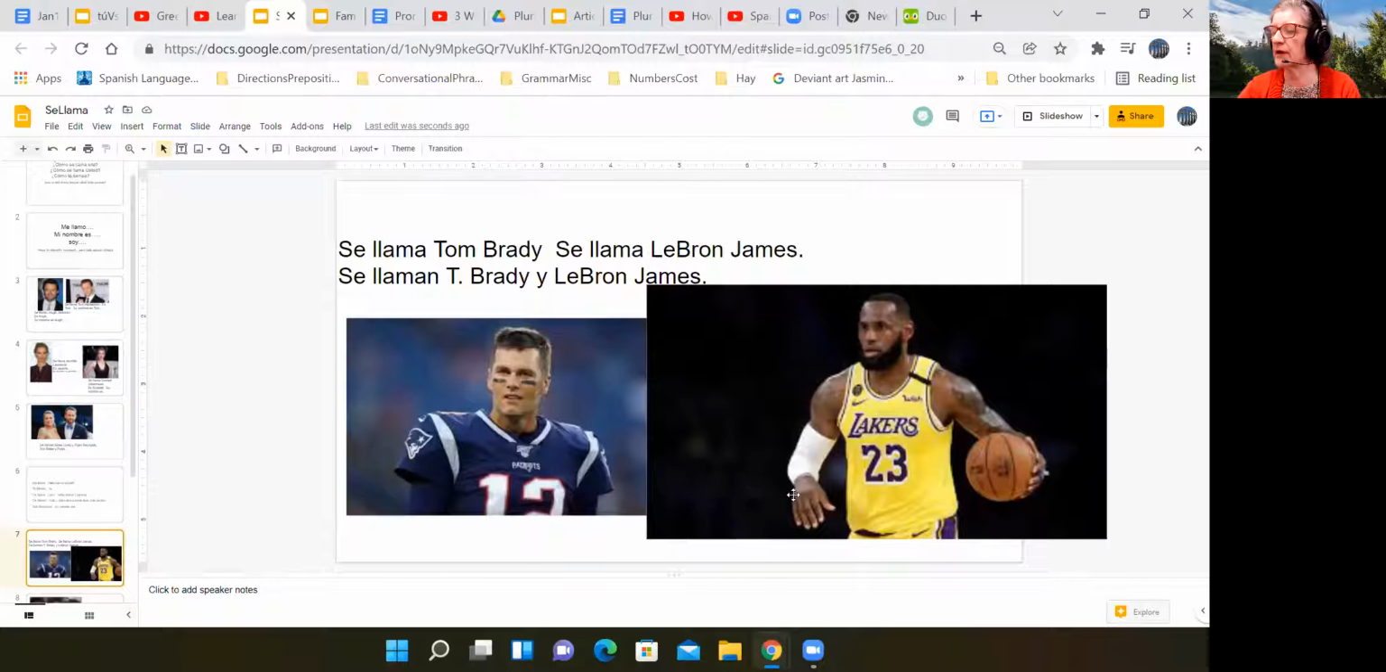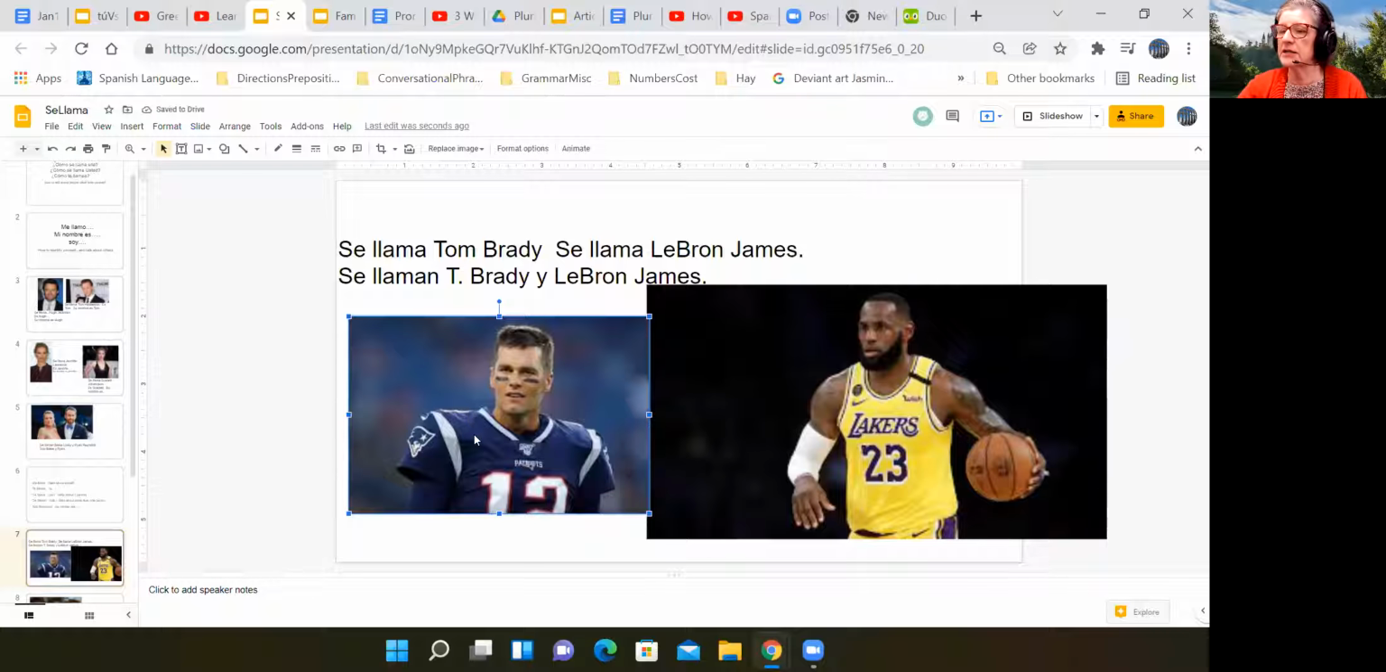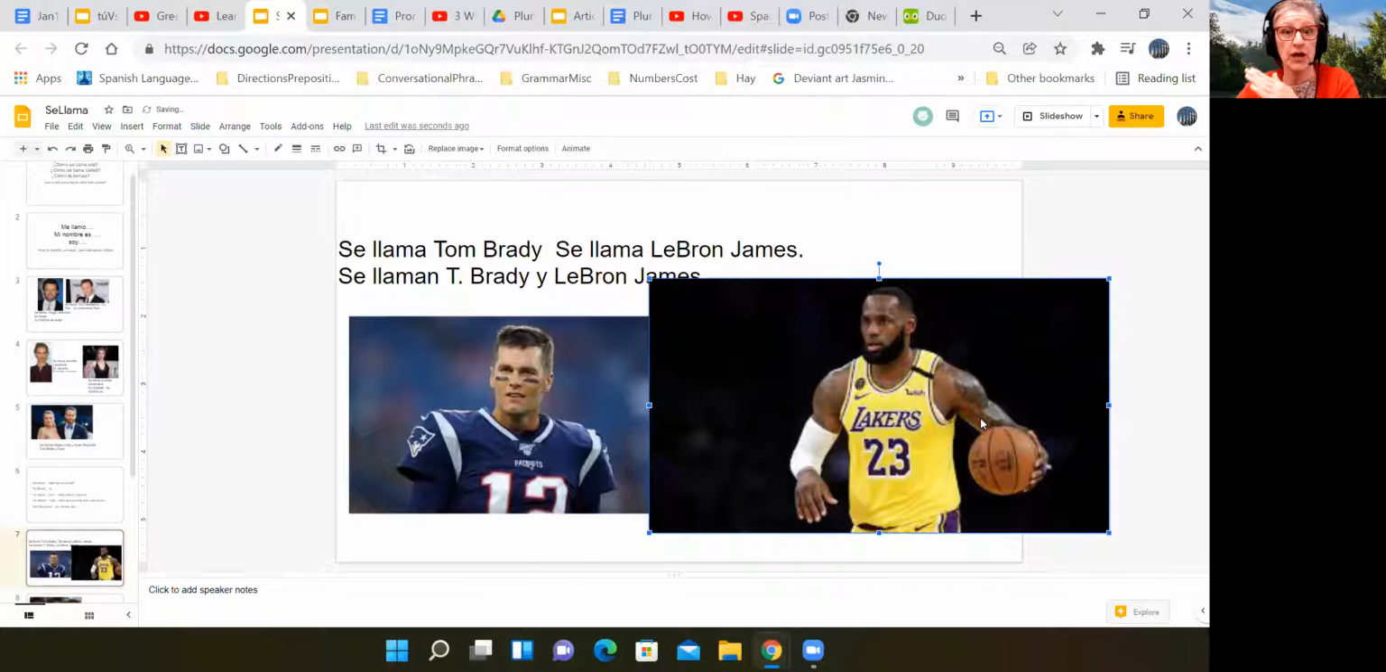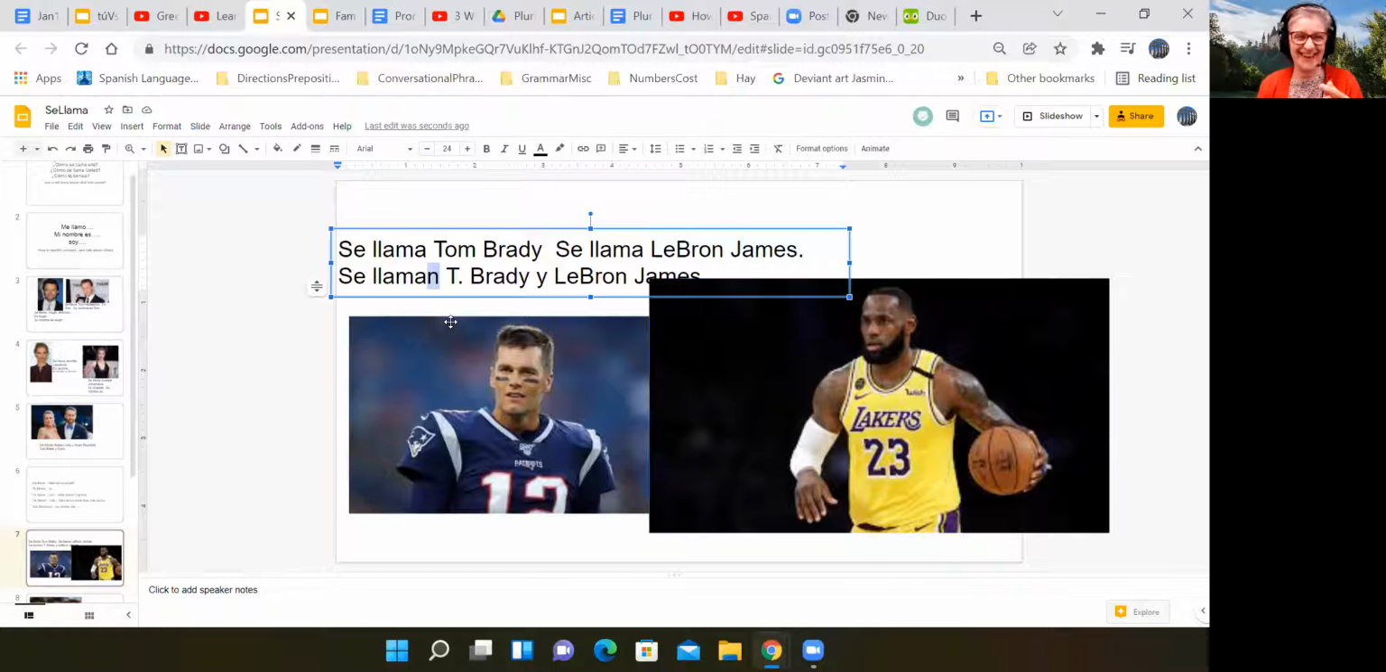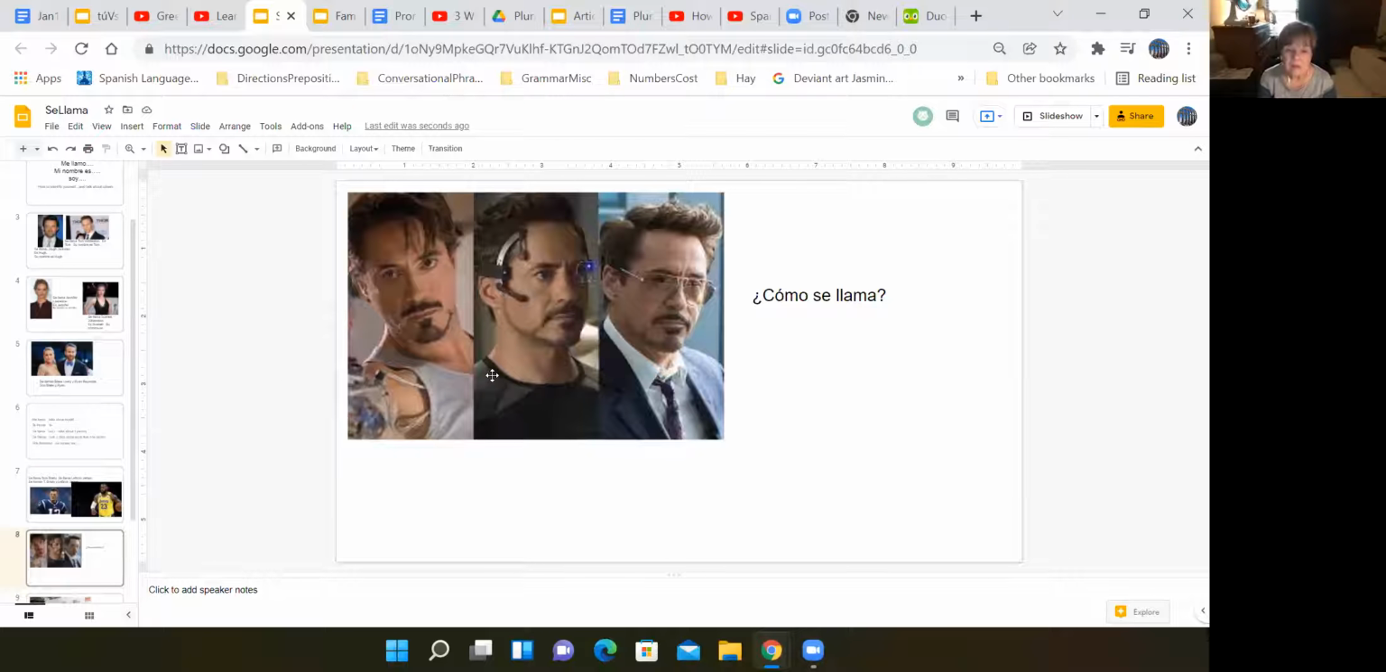Okay, let's see some other examples where we might use se llama to name somebody else. Se llama Tom Brady. See? Se llama LeBron James. But if I talk about both of them together, it goes to this N at the end form. Se llaman Tom Brady y LeBron James. ¿Sí? ¿Bien? Bien, exacto. ¿Cómo se llama? What's his name?